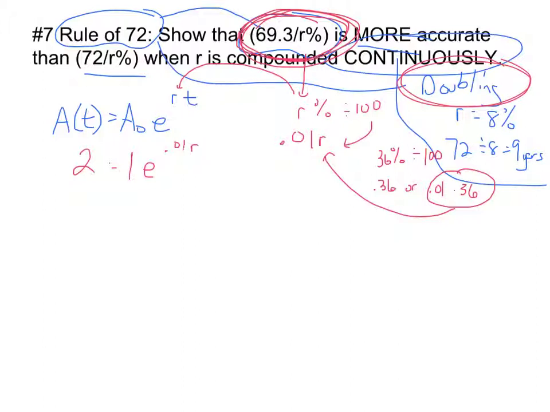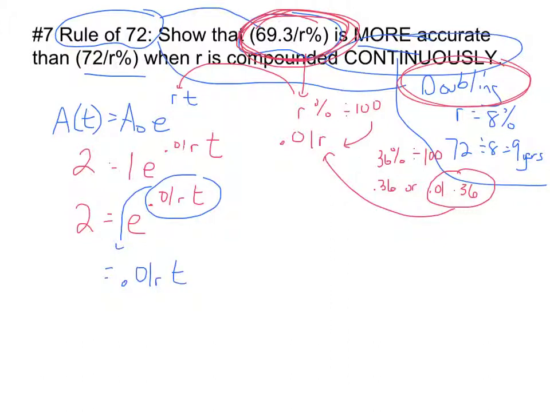And t, we don't really care about either. We're trying to figure out what t is. So let's see if we can solve this for t in terms of r. Well, this really says 2 equals e to the 0.01 r times t power. Again, we want to get t by itself, but it's in the exponent, so I need to make it a big baby. So this whole thing is now out front.